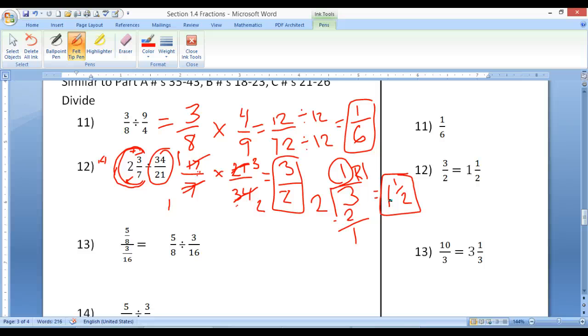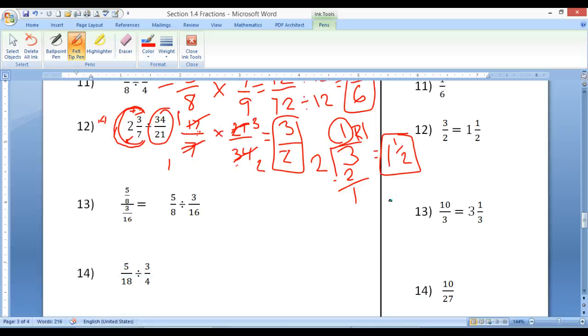All right, let's move to number 13. Number 13 starts out as this huge fraction, 5 over 8 over 3 over 16. This is called a complex fraction, and I don't like those. So what I'm going to do is take this division sign in the middle and write it out as a division sign like this. So I have 5/8 divided by 3/16, and I like that method better than seeing the large compound fraction.